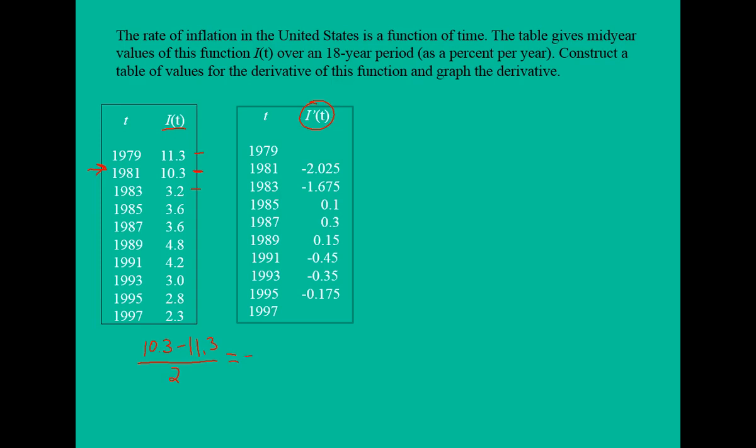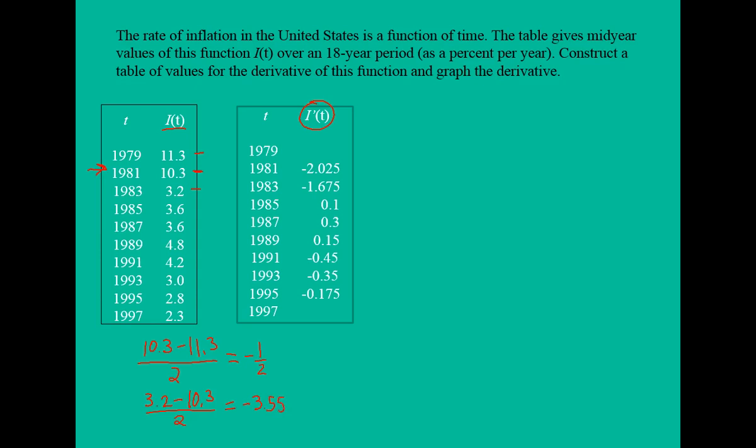so we would have -1/2. Now we're going to calculate the slope of the secant line through 1981 and 1983. So we would have 3.2 minus 10.3, and we are going to divide that by 2, and we get -3.55.